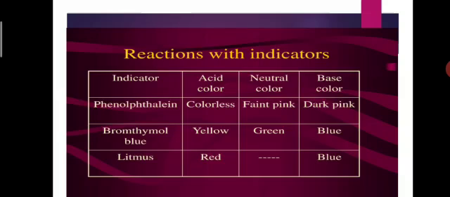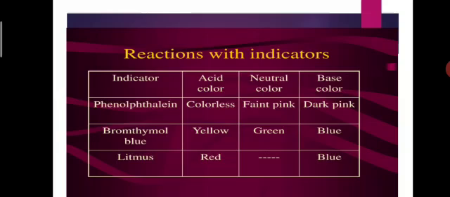So students, let's see. In our table, first one is our phenolphthalein. That one is one of our indicators. When we added some drops of phenolphthalein indicator into some acid, what color did it give? It means that the acid can't change it into any color, so it is colorless. And when we had a neutral, what is that neutral color? Faint pink. And when we added some drops into the base, it gives dark pink color.